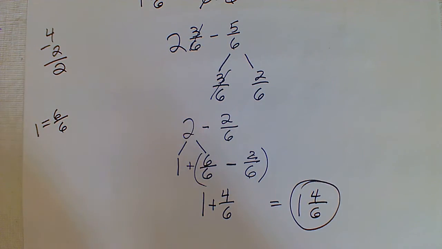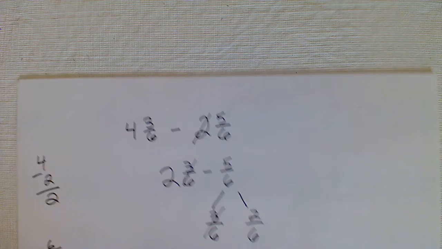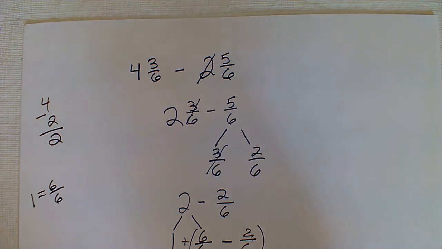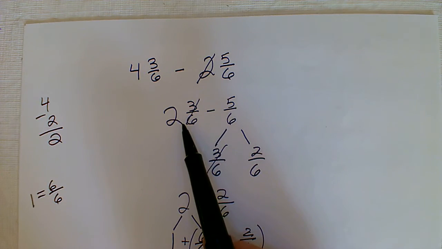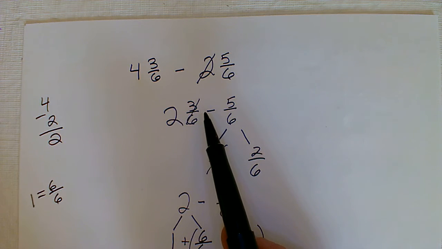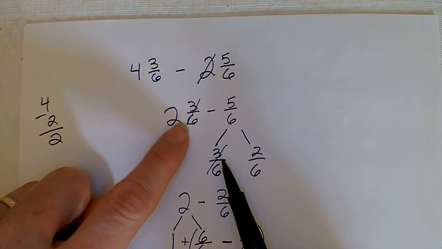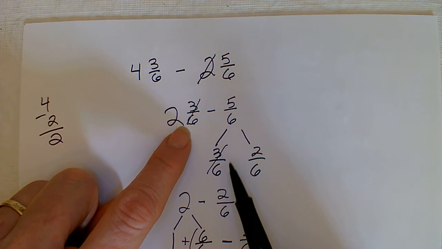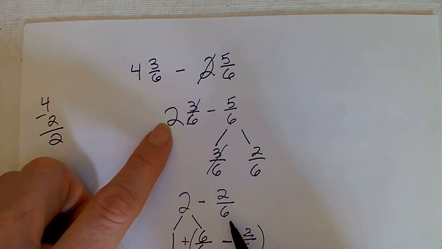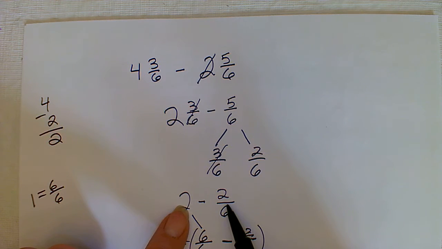And there we got the same answer. So again, what we did for this one was first we subtracted out the 2 from the 4, which left us 2 and 3/6. Then we still had to subtract that 5/6. We decomposed it so that we could get rid of the 3/6. So that would leave us with the 2/6. So we had 2 minus the 2/6.